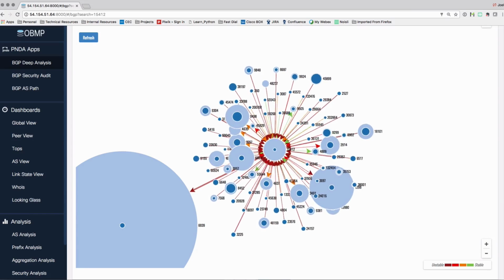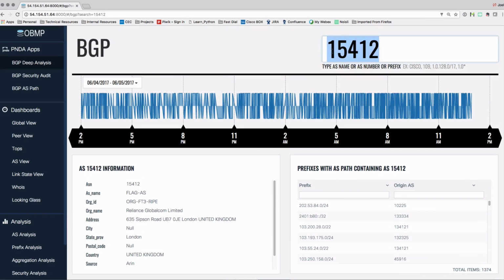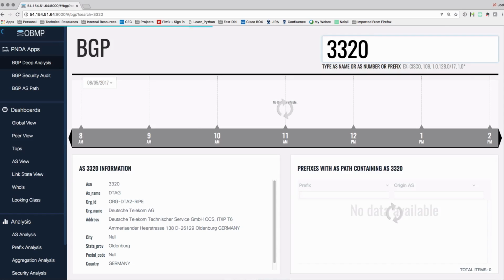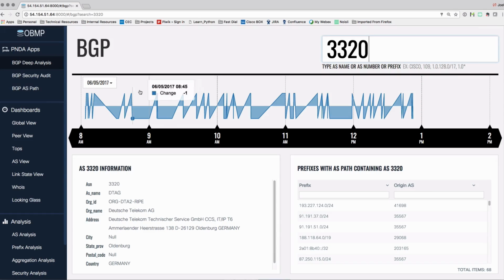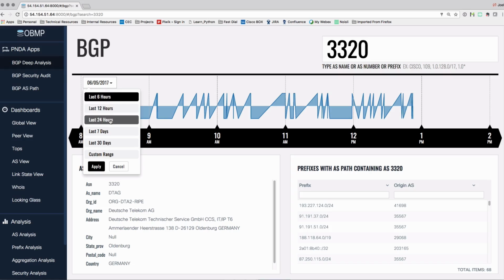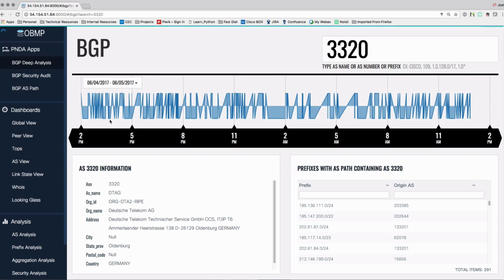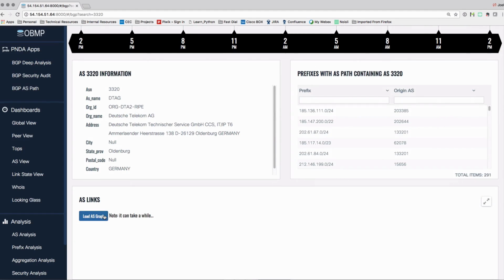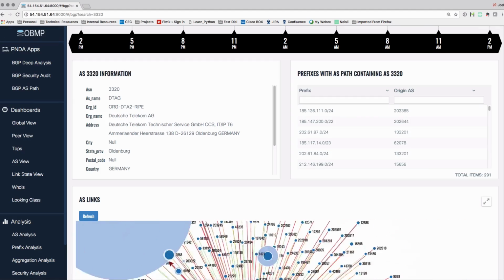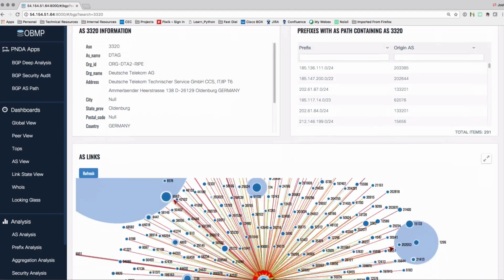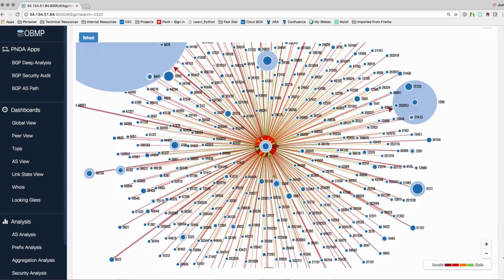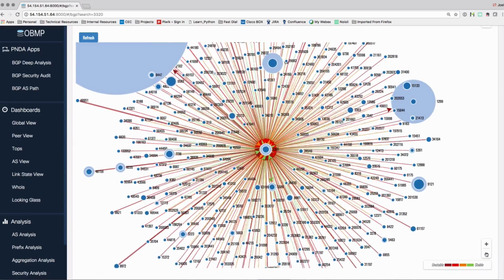By comparison, taking a different AS, again, we can take a look at the observed change behavior over a 24-hour period. And here we see quite a different graph to that we saw previously with our other example. Again, taking a look at the connectivity, and here we can see a very, very densely connected AS. Very different to the one that we observed previously.